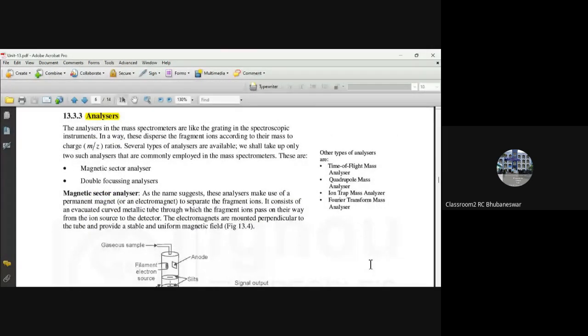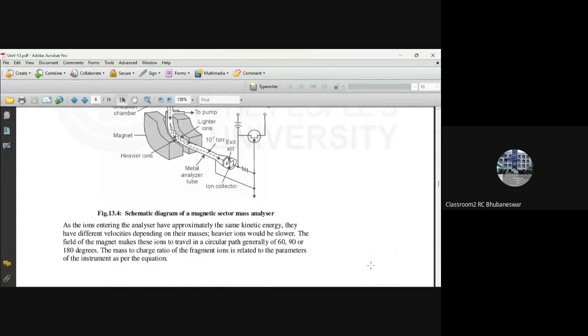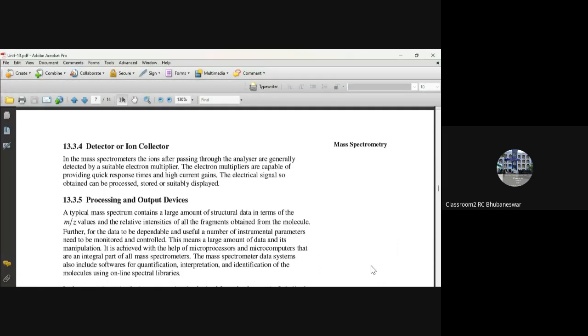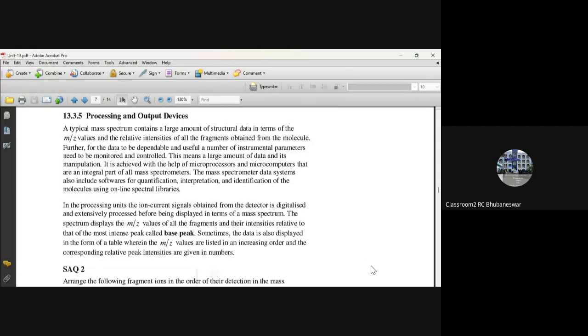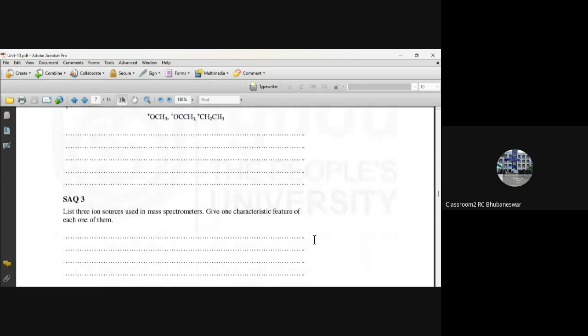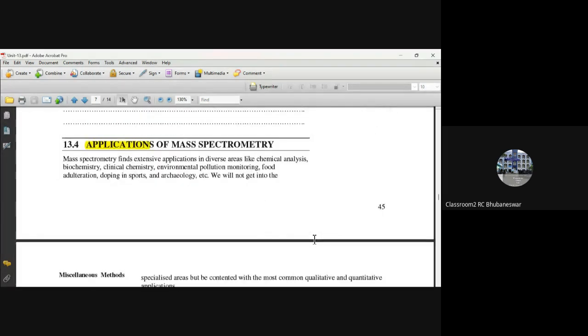Then the analyzer. You have the magnetic sector analyzer and the double focusing analyzer. Two types of analyzers are there. And the detector or ion collector. Then you will have the processing and output device, where you must notice the base peak, that is the important peak, the base peak or your molecular ion peak. These two things you have to see first.